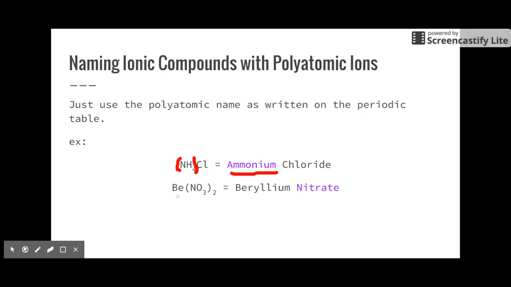Now down here, I have Be(NO3)2. This is my polyatomic ion right here, my NO3. I needed 2 NO3s because Be has a +2 charge and NO3 has a -1 charge. So I need 2 of those to cancel out my 1 Be. Now how do I name it? Instead of being beryllium nitride or anything like that, this is beryllium nitrate, and that's just the name I pulled directly from the periodic table. So that's really easy. Just pull the name from the periodic table.